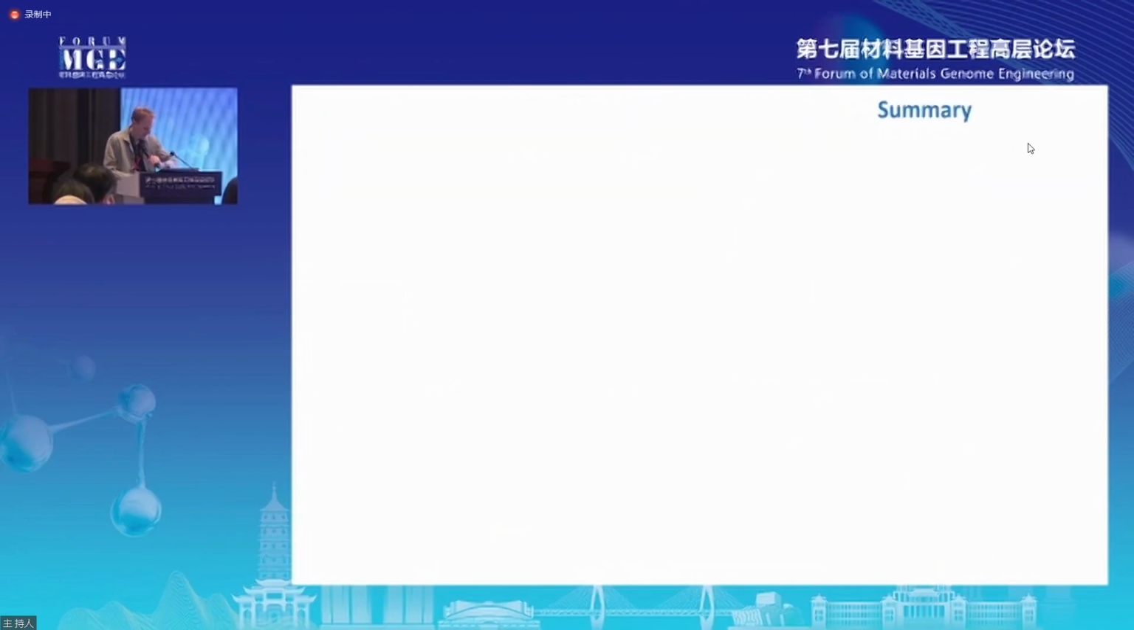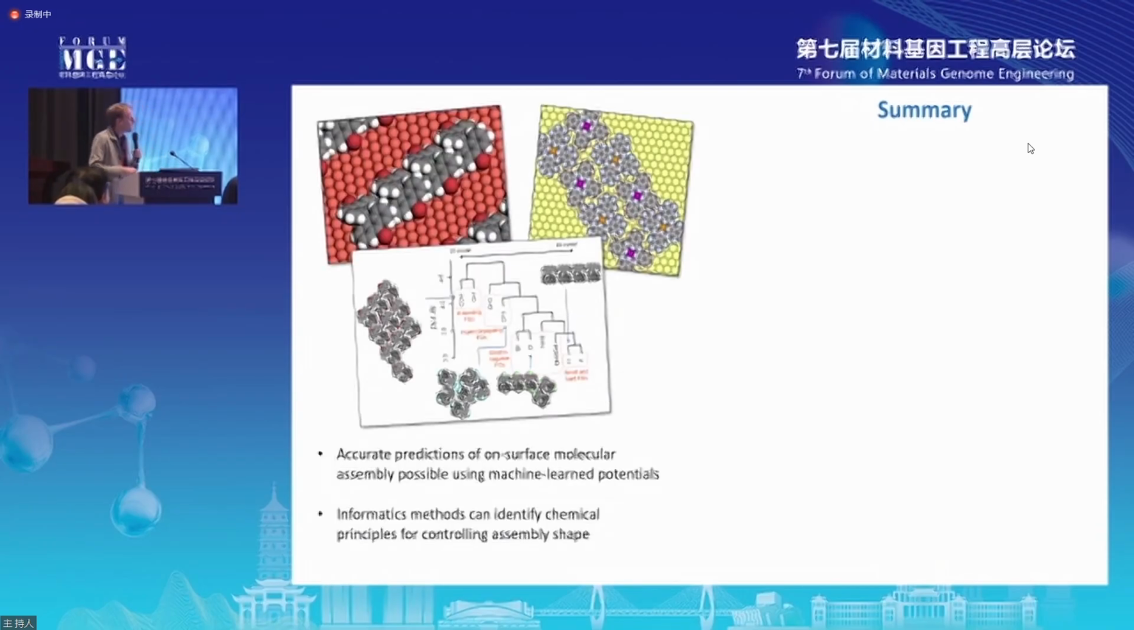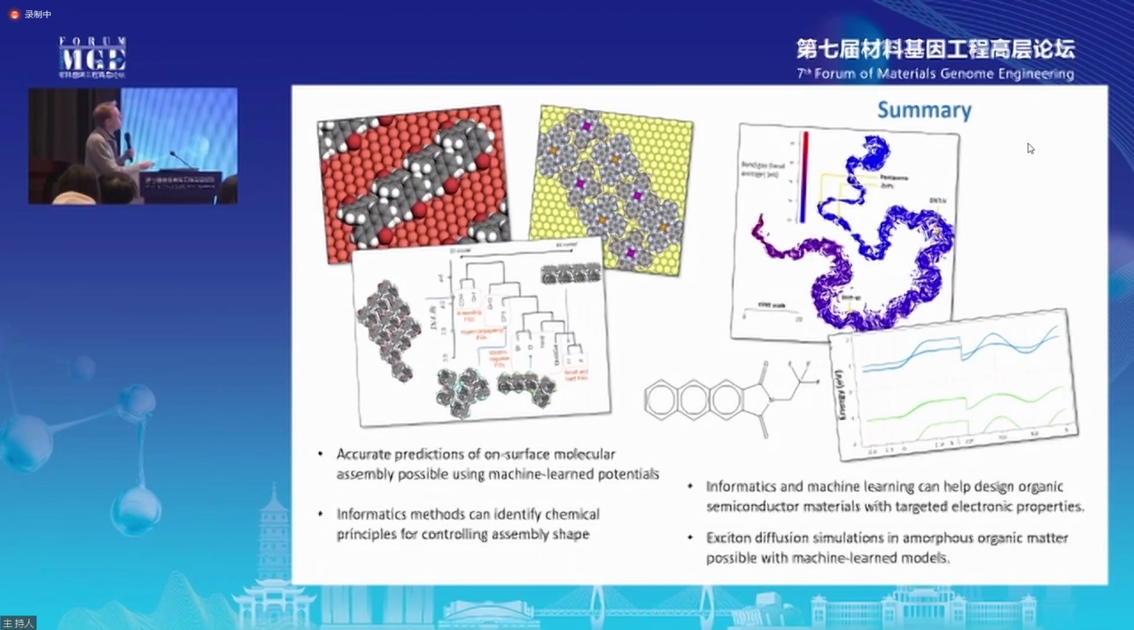Okay, so I'll summarize my work. I presented work on molecular self-assembly. So we've got accurate predictions of on-surface molecular self-assembly using machine learned potentials. And we also presented some informatics methods to identify principles for controlling the assembly shape. For organic materials, we've got informatics and machine learning to help design organic semiconductor materials with targeted bulk electronic properties. And we can also do exciton diffusion simulations in amorphous materials using machine learned models.